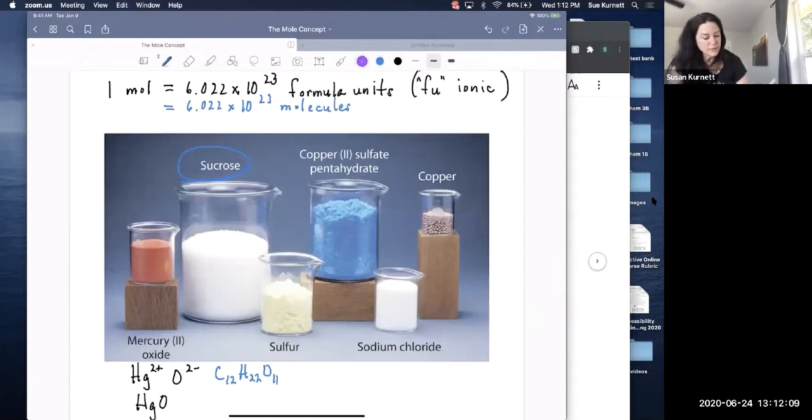Here we have sulfur. Sulfur is a molecular element. Sulfur is one of those allotropes that you just have to memorize, a polyatomic element, but there's 8 sulfurs per unit. And so that's a molecule. A mole of that is that many molecules. Here we have something called a pentahydrate, but I'm not going to worry about those for Chem A. You will see those in Chem 1A.